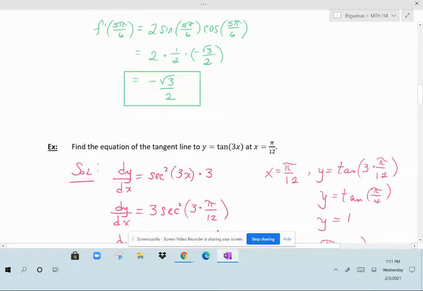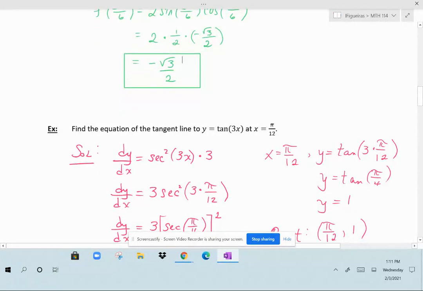Okay, so here we want to find the equation of a tangent line to y equal to tangent of 3x at pi over 12. So remember, to find the equation of a tangent line, we have to find the slope and we have to find the point. Now I know part of the point. I know the x-coordinate of the point. We can easily find the y-coordinate by just plugging in pi over 12 into my function.